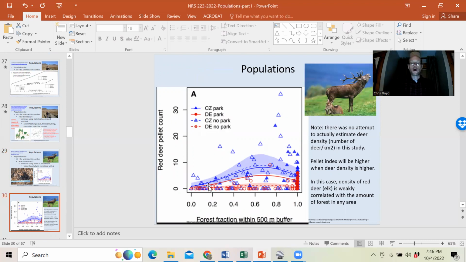In this case, they were doing a study looking at the effect of forest habitat on red deer numbers, and they used an index. I just wanted to give you an example of that.